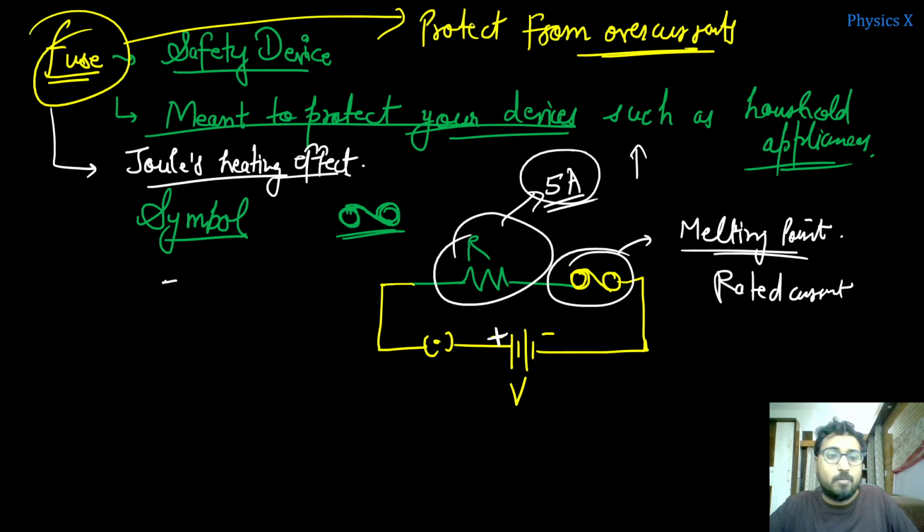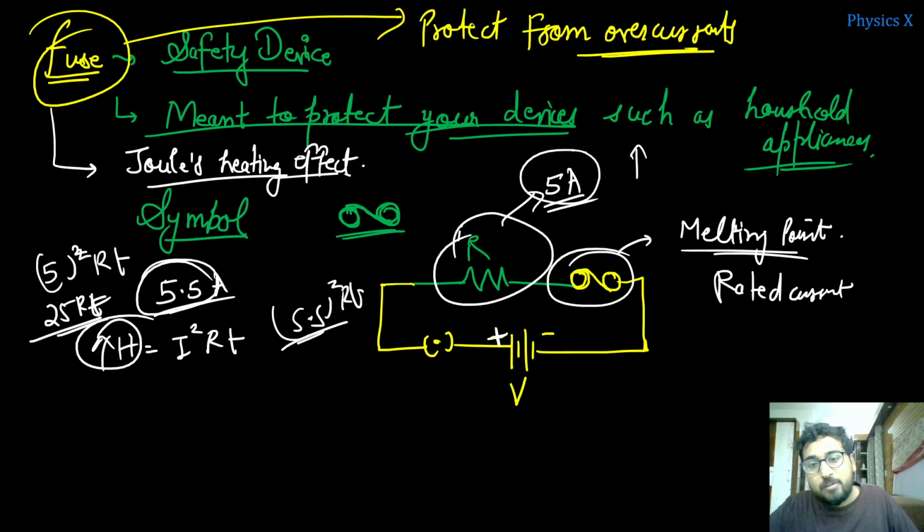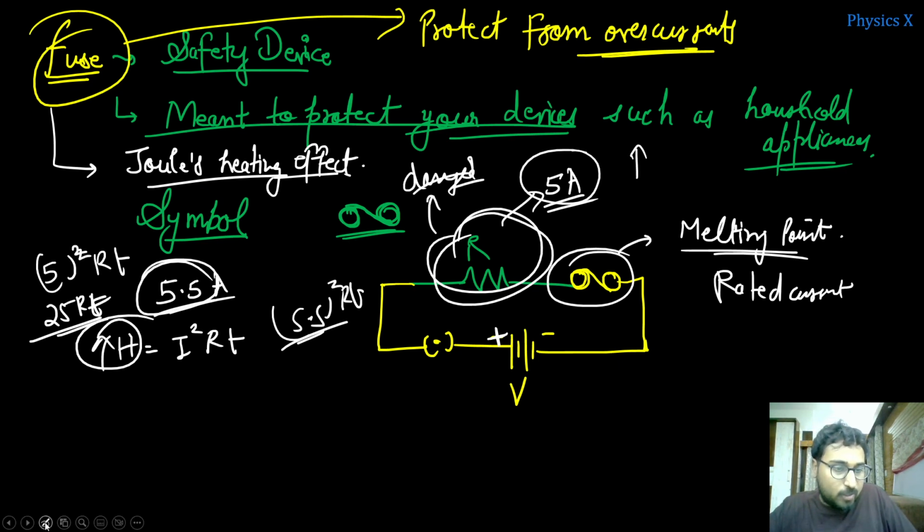If that is the case, suppose 5.5 ampere is flowing in your resistor, then the amount of heat generated would be I square RT. If the rated current was 5, the rated heating is 5 square RT, that is 25 RT in your device. Now due to some reason this becomes 5.5, so the heat will be 5.5 square RT, which will be more, and due to so much heating this device will get damaged. To protect this device from damage, we are going to place a fuse. And this fuse will be made of a wire with a particular melting point.